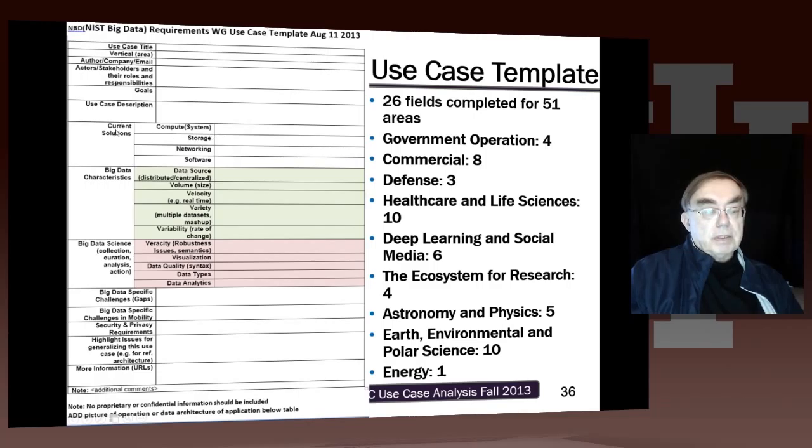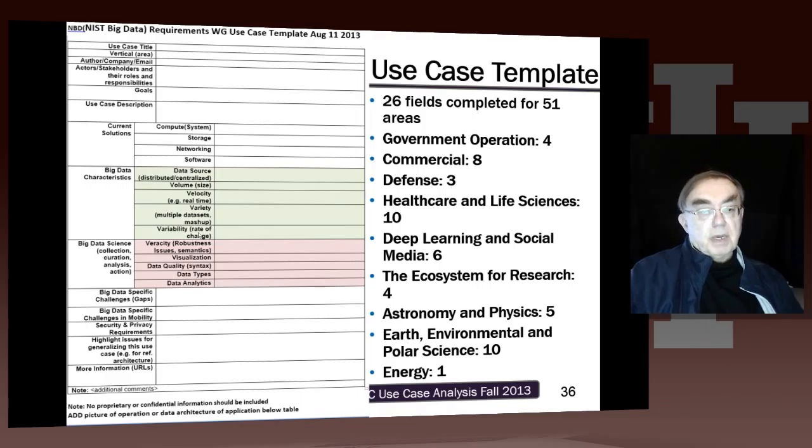Here was the discussion of how it's done today: what the compute system is like, what the storage is like, what the network is like, what the software is like. That's the infrastructure. Now we come to the actual big data itself: where the data comes from, the size, the velocity, the variety. Here are the three major V's, and we also have the variability, the rate of change of the data.